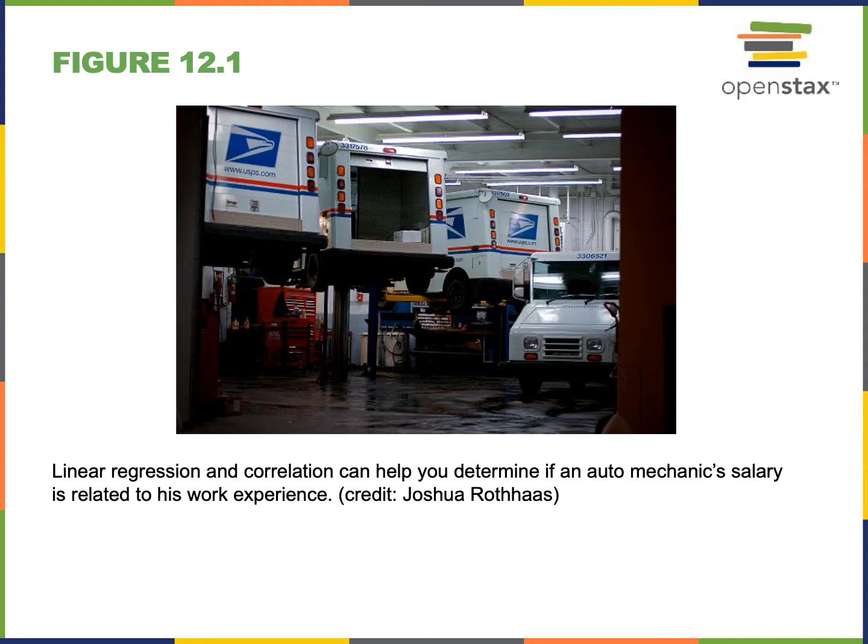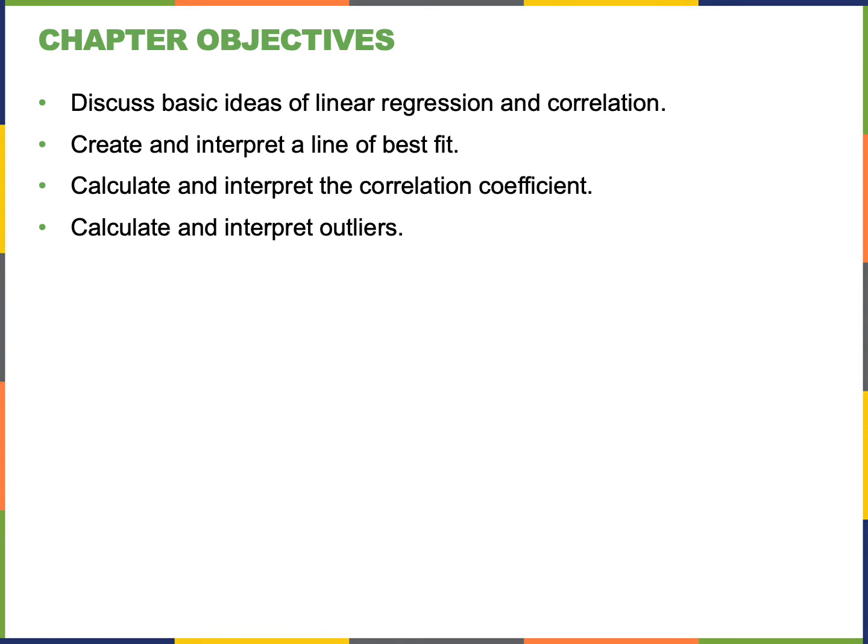So we're going to talk about linear regression and correlation. And the objectives of this chapter are basically we're going to introduce the concepts of linear regression and correlation, and then we're going to talk about line of best fit, how to create one, what is it. Then we're going to talk about the correlation coefficient, and then finally we will deal with outliers.